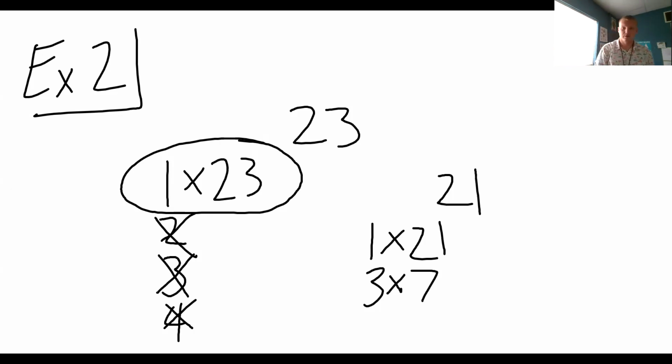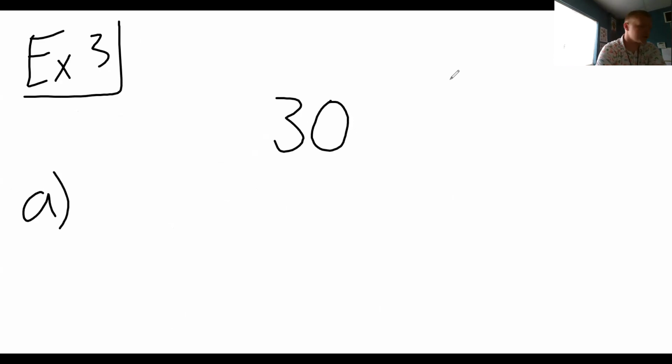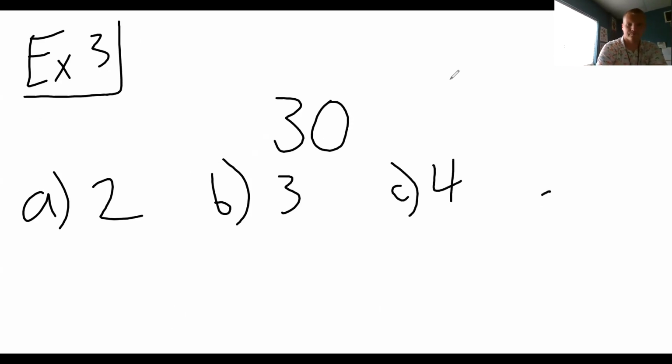Okay. Let's try example 3. Which of these numbers is not a factor of 30? So 30 is my number. I'm trying to see if any of these numbers go into it. So 2, 3, 4, and 5. Ian, which of those numbers do not go into 30?